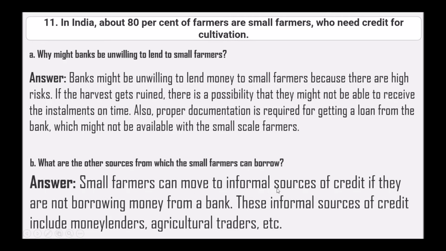Next, what are the other sources from which the small farmers can borrow? Small farmers can move to informal sources of credit if they are not borrowing money from a bank. These informal sources of credit include money lenders, agriculture traders, etc.